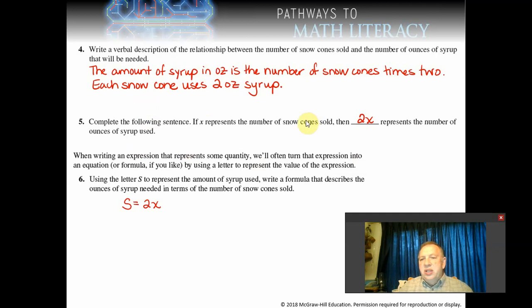So here is our little equation that we're going to start building up. I want to do this in terms of algebra. If X represents the number of snow cones sold, then 2 times that number represents the number of ounces of syrup used. So I can build this little relationship. Tell me X, I multiply it times 2, and that'll be the number of ounces of syrup. Using the letter S to represent the amount of syrup used, the syrup is equal to twice the number of snow cones, S = 2X.